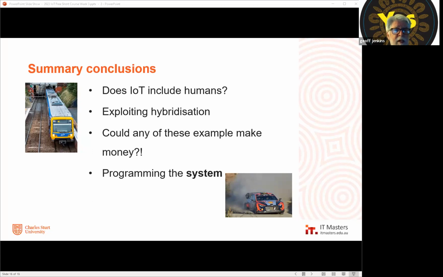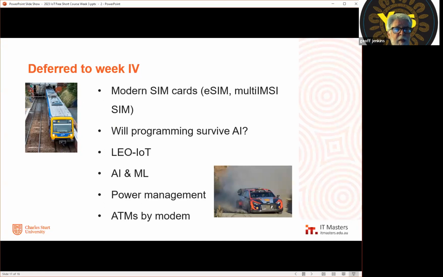Shane, we can skip to the last. I think I put an extra slide in with a few comments about what we're going to do next week. Yep. We're going to talk about complex SIM cards. We're going to talk a little bit about programming and AI. We want to talk quite a bit about low Earth orbit IoT, as it's called. I like the question about AI and ML, machine learning and artificial intelligence, and how they relate in IoT systems. Something about power management. And I want to use the example that Shane and I built of ATM machines, which had a modem in them. We'll talk about that one next week.